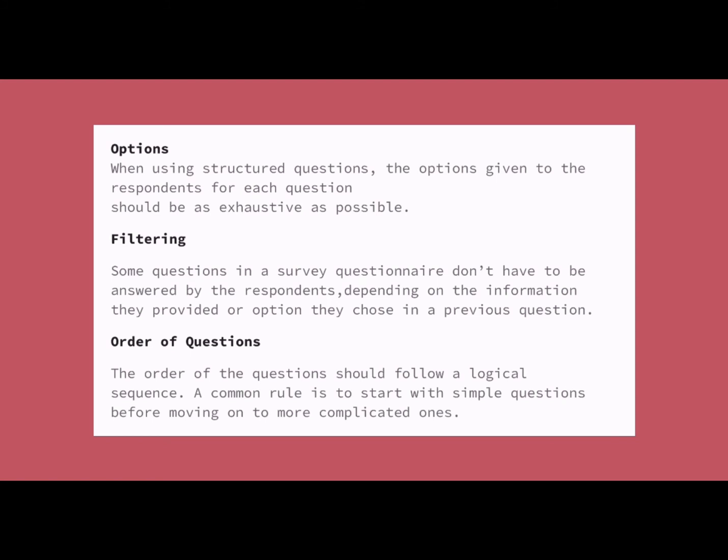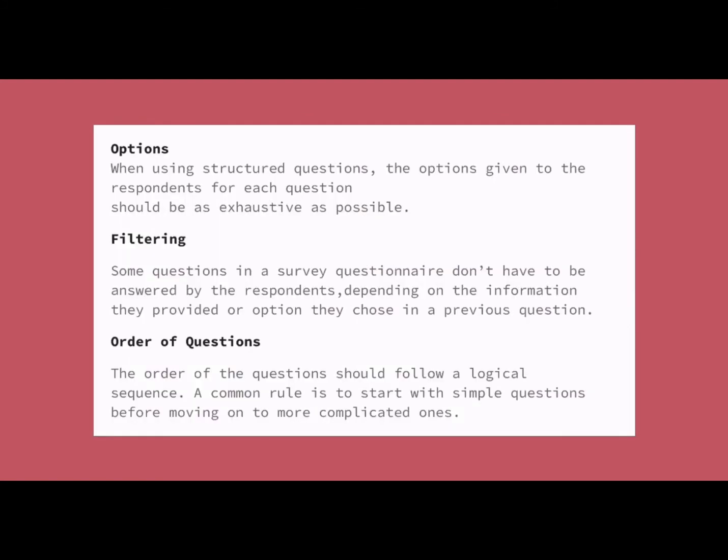But you need to avoid filtering too much, para hindi ma-confuse ang respondents, like you have followed up if he or she answered yes and you have followed up a question, which makes the questionnaire too complicated.